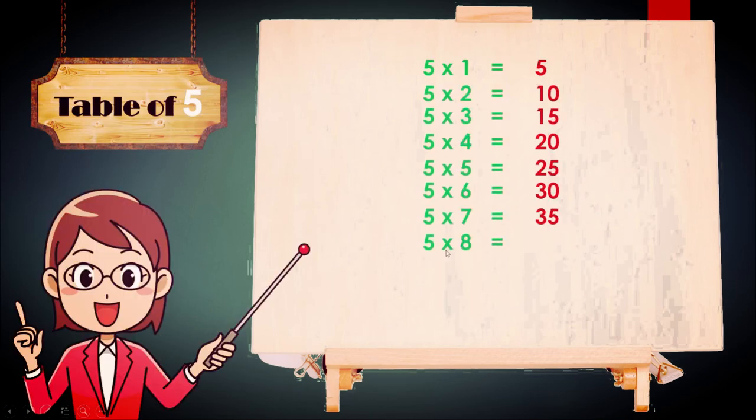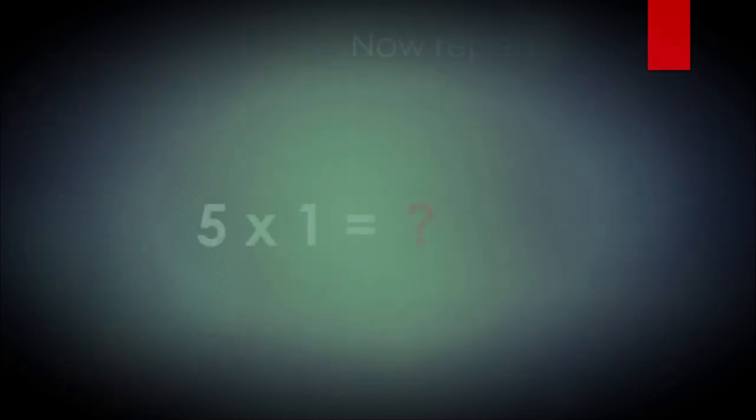Table of 5. 5 ones are 5. 5 twos are 10. 5 threes are 15. 5 fours are 20. 5 fives are 25. 5 sixes are 30. 5 sevens are 35. 5 eights are 40. 5 nines are 45. 5 tens are 50. Yay! You know now the table of 5. Let's learn and repeat the table of 5.